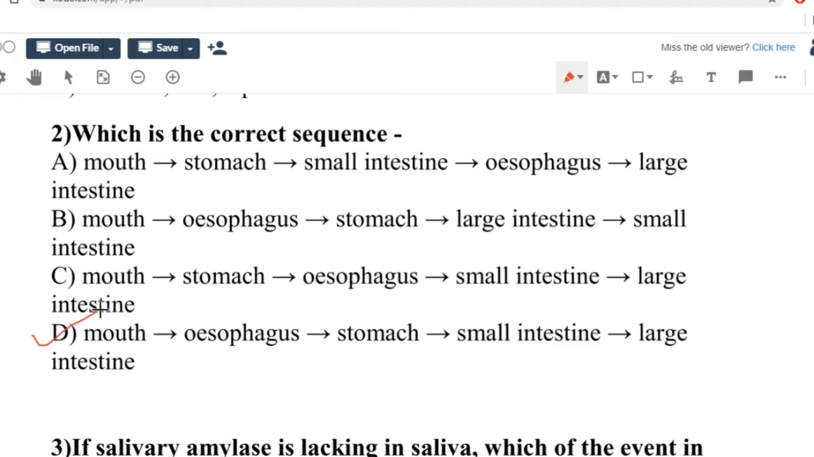So this is the correct answer. Option D is the correct answer.